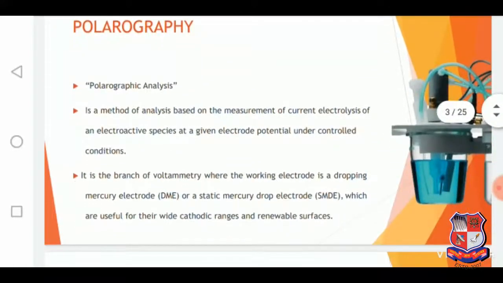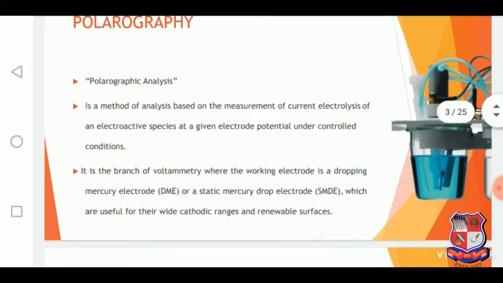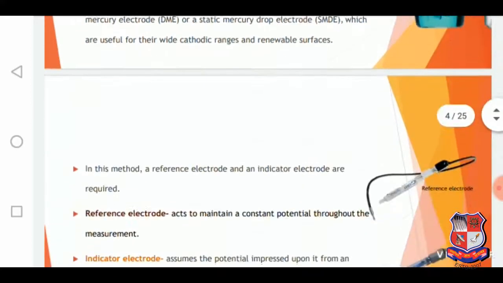So polarography analysis includes the method of analysis based on measurement of current from electrolysis of an electroactive species at a given electrode potential under controlled conditions. So that is the main purpose of polarography. The best suitable example is the working electrode, that is the dropping mercury electrode or static mercury electrode, which are useful for their wide cathodic ranges and renewable surfaces.